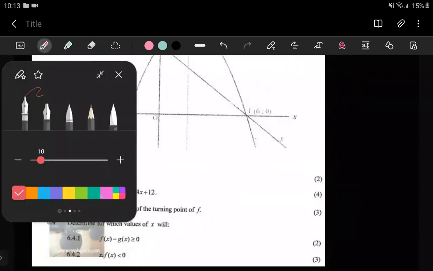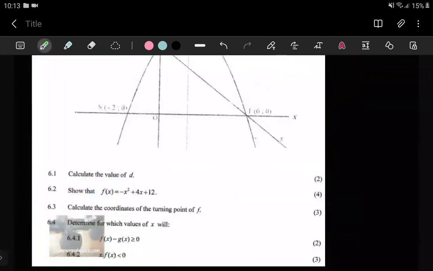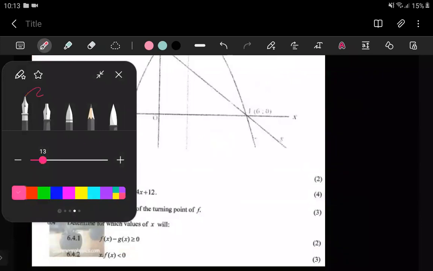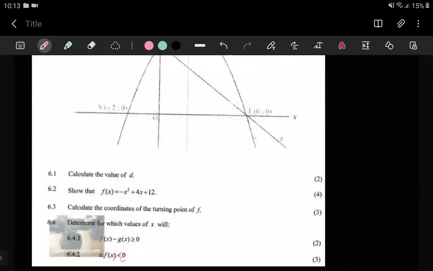So with something like the next one, it is talking about x times f of x. Where is this expression a number that is smaller than 0?